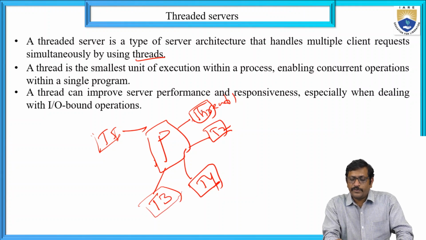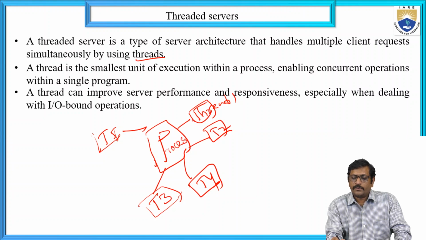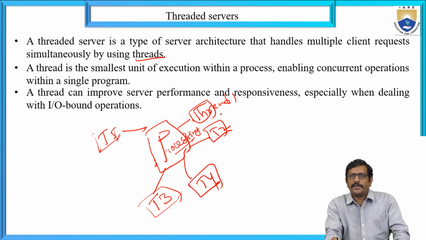So multiple threads are processing. Processing means executing the instructions. Simultaneously, we can now execute the instructions with the support of the threads. That's why we call threads single lightweight processors, lightweight processors which perform the actions.